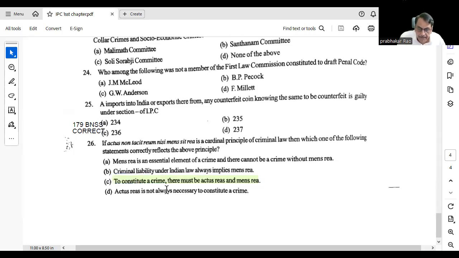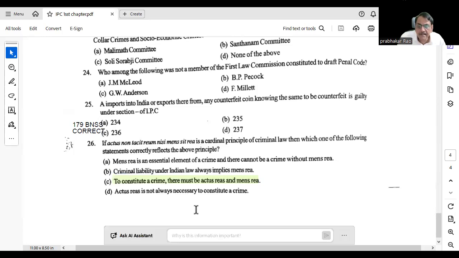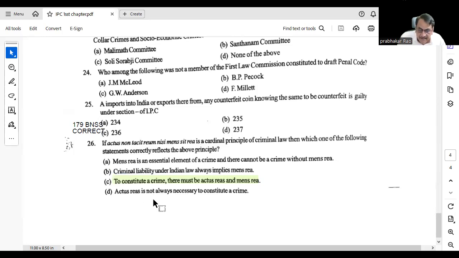To constitute a crime, there must be actus reus and mens rea. Actus reus is spelled R-E-U-S, not R-E-S. This is the correct answer, and this is the actual meaning of this legal maxim, actus non facit reum nisi mens sit rea. The other options are not correct, though they are almost similar. Actus reus is not always necessary to constitute a crime. It is wrong, we know it.